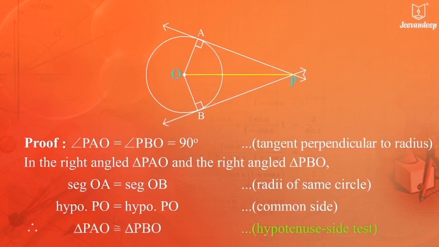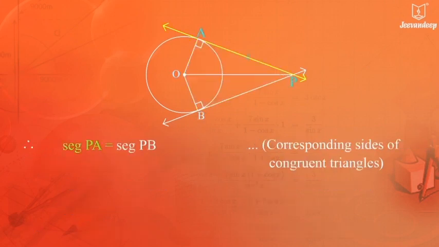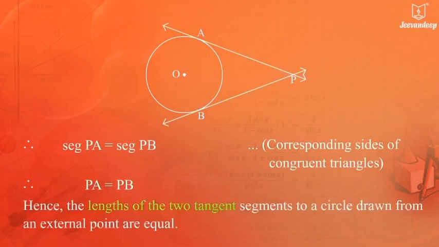Therefore, by hypotenuse side test, triangle PAO is congruent to triangle PBO. Segment PA equals segment PB, corresponding sides of congruent triangles, or PA equals PB. Hence, the lengths of the two tangent segments to a circle drawn from an external point are equal.